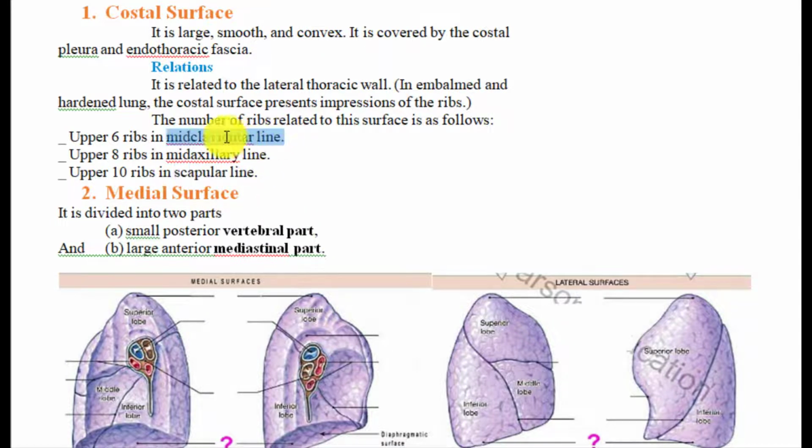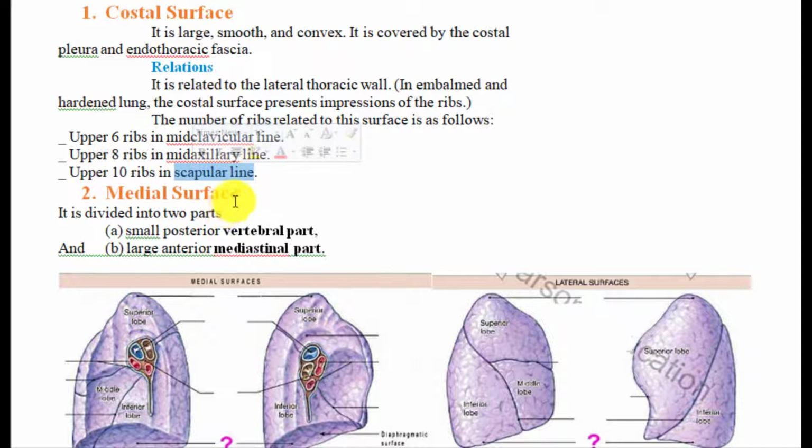So when these ribs come in contact with these two lungs, right and left, they put some impressions on the costal surface of the lungs, right? The costal surface is mostly related to the ribs, so it contains impressions of the ribs. At the mid clavicular line there are the impressions of the upper 6 ribs. In the mid axillary line there are impressions for the upper 8, and in the mid scapular line there are the impressions for the upper 10 ribs, right?